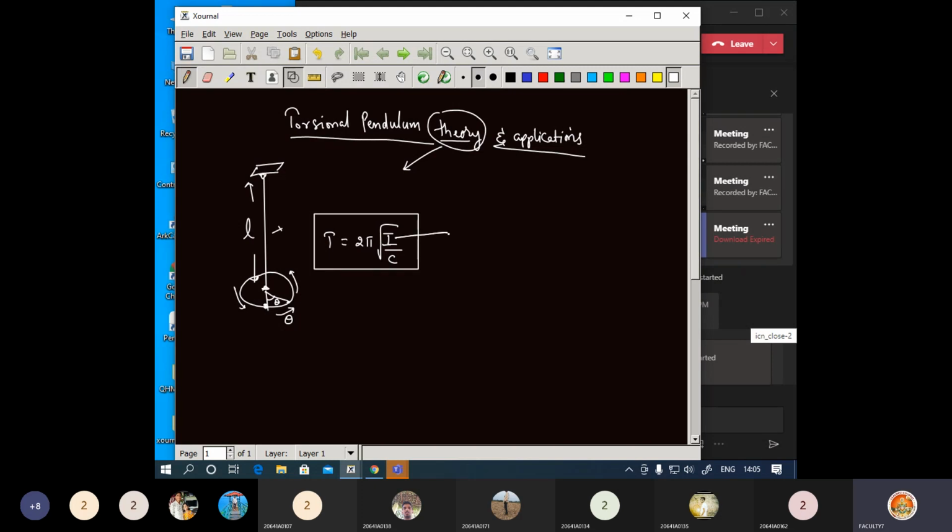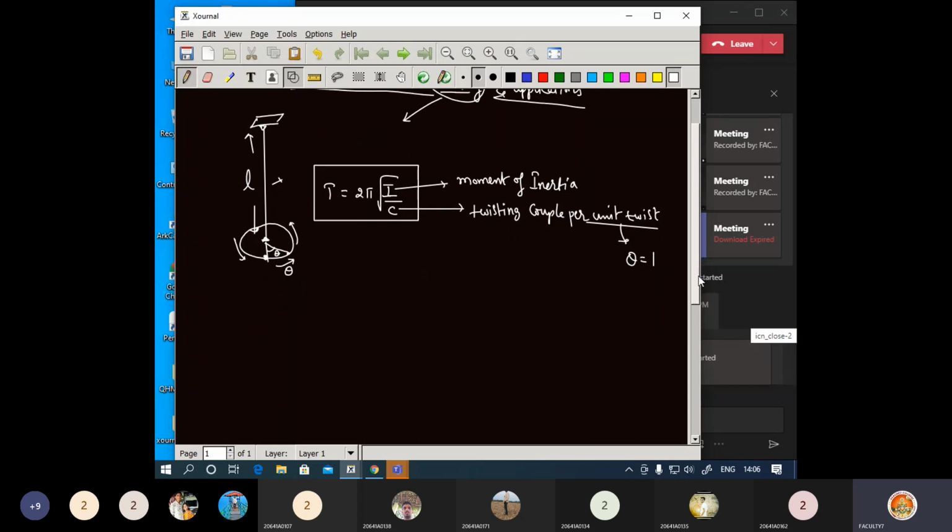And here what is I? I is the moment of inertia. And here C is the twisting couple per unit twist. So what is the meaning of unit twist? If the theta value is 1 radian, if theta value is 1, you are considering it as the unit twist.